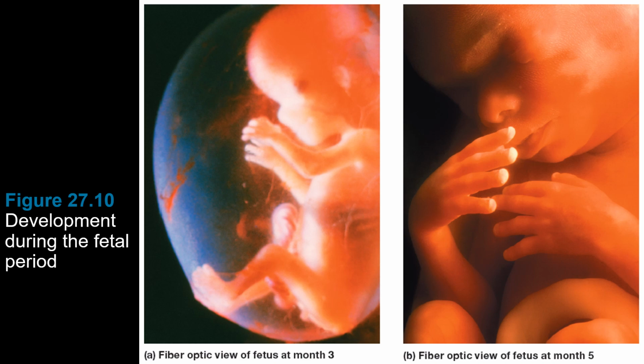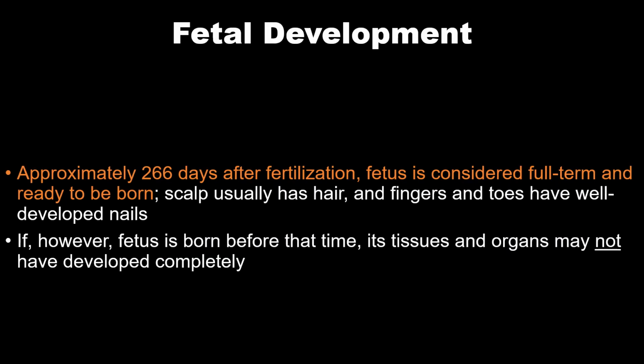Now, about 266 days after fertilization, a fetus is considered full term and ready to be born. The scalp usually has hair, the fingers and toes have well-developed nails, but if a fetus is born before that time, its tissues and organs may not have fully developed. We can talk about this in the clinical A&P section of prematurity.